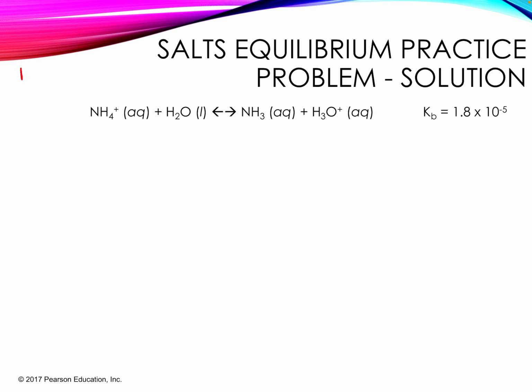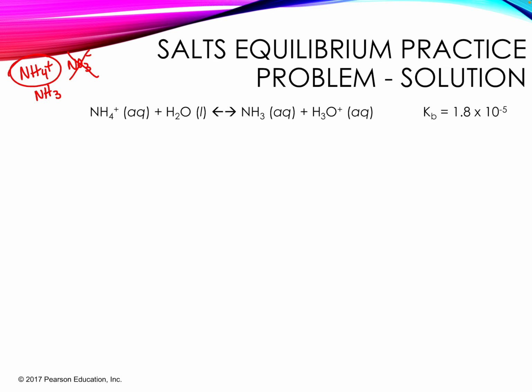So we had ammonium nitrate, right? So that broke into ammonium and nitrate. Again, the nitrate came from nitric acid, which is a strong acid, so nitrate is going to be a very, very, very weak base. So we're just going to ignore it. But ammonium came from ammonia, which is a weak base, meaning that this will act as a weak acid in solution. So we're going to write our dissociation reaction with water.